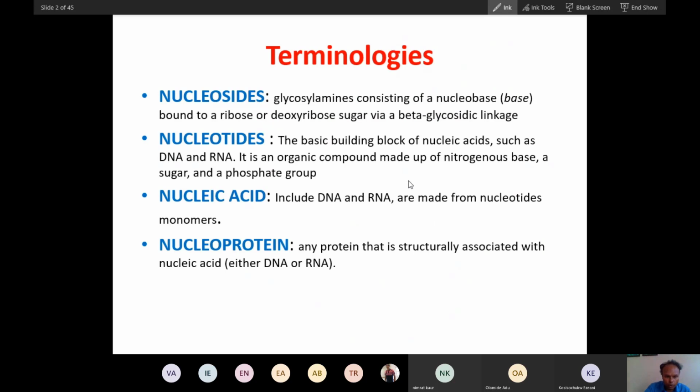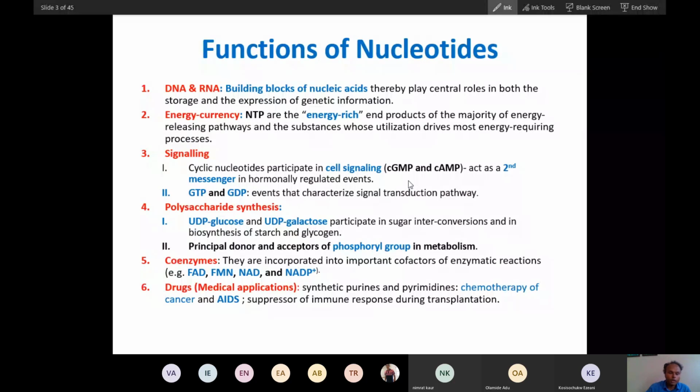You already know what is nucleotide, what is nucleoside, nucleic acid. Nucleotide will make nucleic acid, nucleoprotein. Now these are the functions of nucleotide. There are many functions in addition to DNA and RNA synthesis. Nucleotides have many other functions. You can see the energy, ATP is again a nucleotide. It has a very important role in signaling, like second messenger.